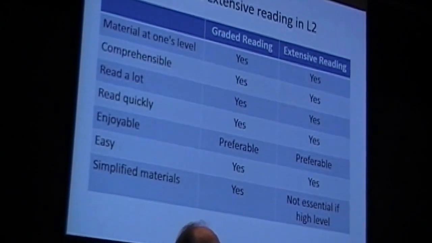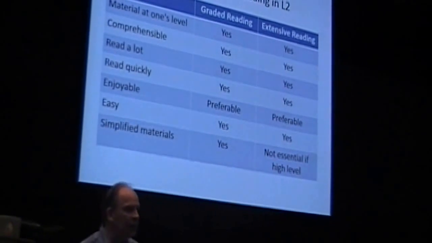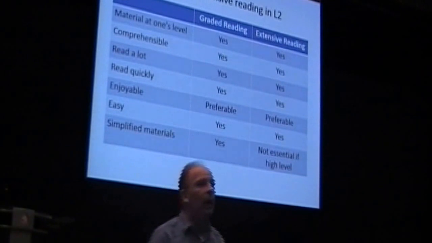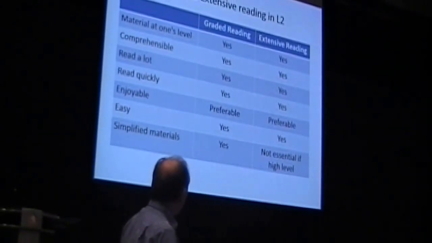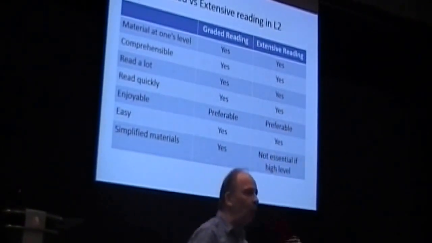When you reach a certain level as an L2 reader, you don't need graded materials. You don't need to go through levels. You can jump to native materials, which are naturally ungraded. Yeah? So I make that distinction between graded reading and extensive reading. And I think it can, for some cases, be an important distinction.